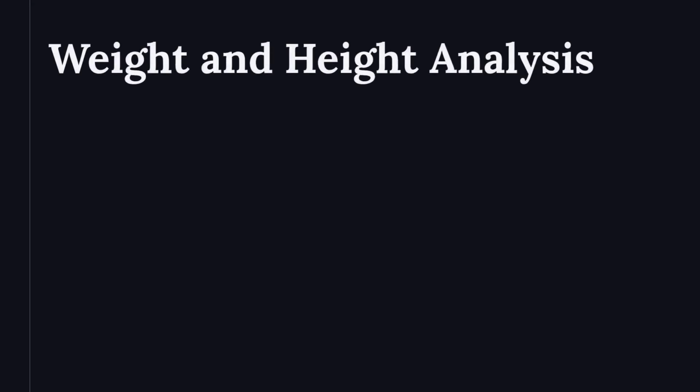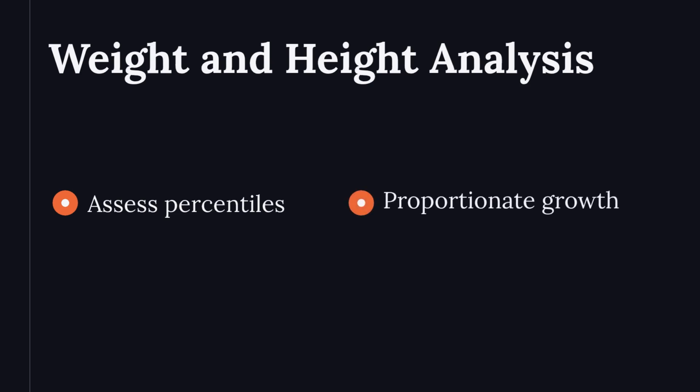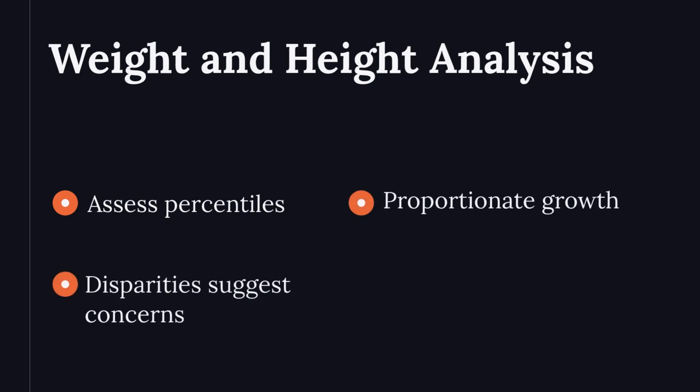Weight and height percentiles are assessed together. Proportionate growth is indicated by similar percentiles. Disparities may suggest concerns. Percentiles track growth patterns over time. Consistent trajectories indicate healthy growth.